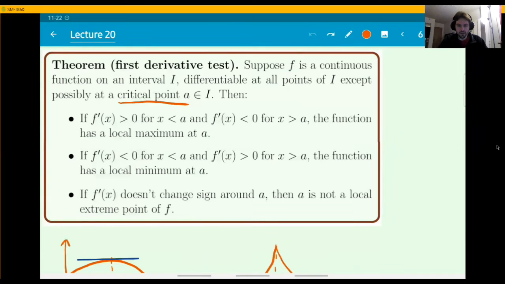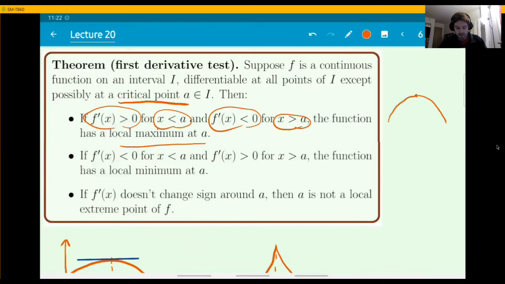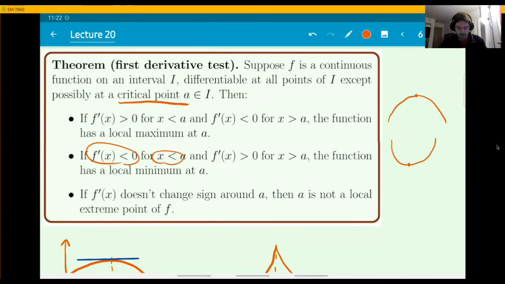It's essentially looking at whether the derivative changes sign around this number A. So if the derivative is positive before A and negative after A, think about what that looks like. Positive before A, so increasing, and then there's the value at A, maybe the derivative is 0, then negative after A, so decreasing. What does it look like? The function has a local max. And then similarly for the other one, just change the behaviors. If the derivative is negative before and positive after, it must be a local min at that number A.